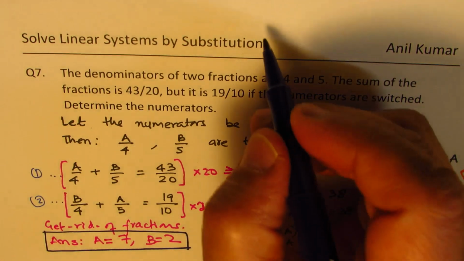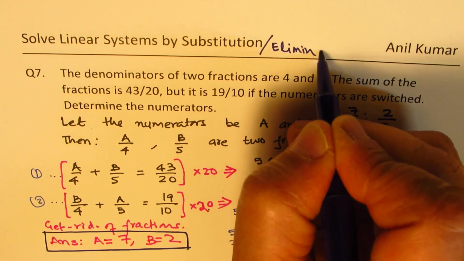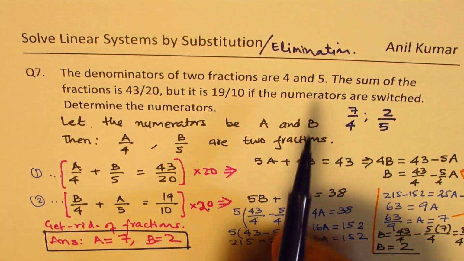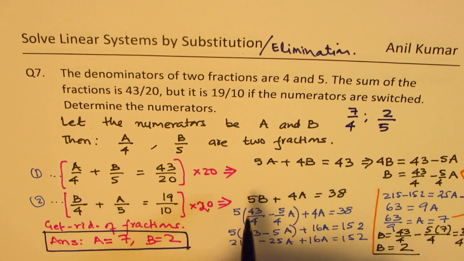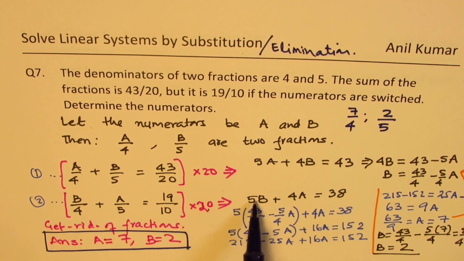Perfect. Now, I would like you to try with elimination. When you are trying with elimination, you could multiply this equation by 4, the other one by 5, and then subtract to get your answers. That will be much simpler. I hope that makes sense. Let's move on and take question number 8 now.